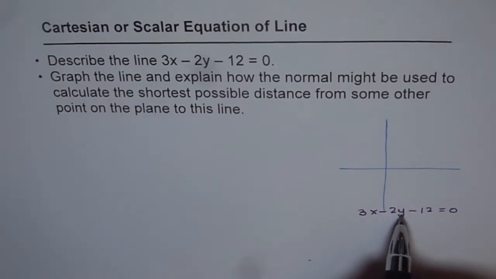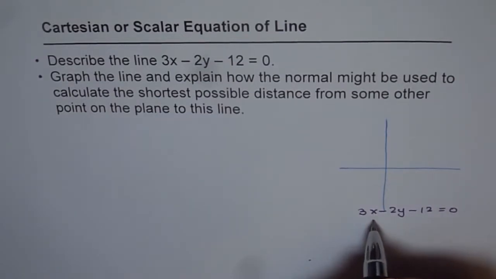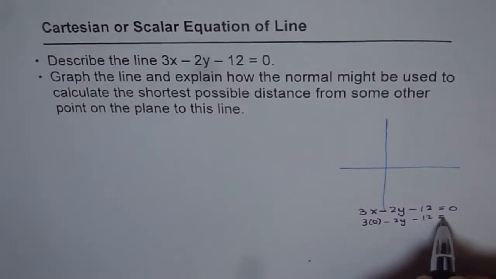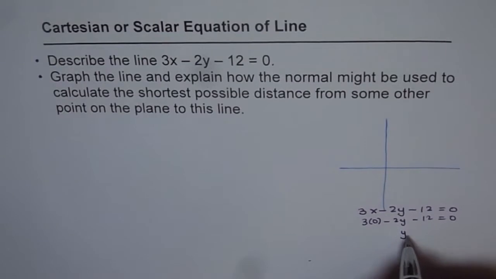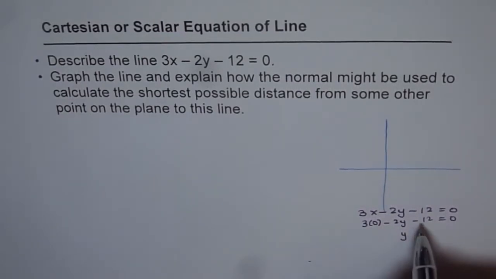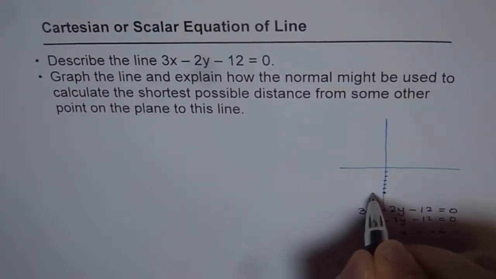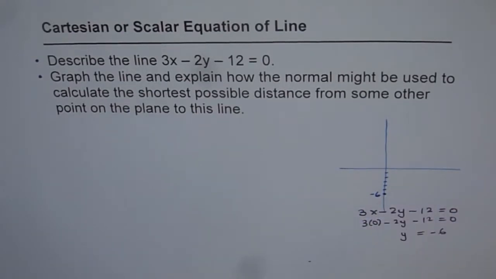To find the y-intercept, we can place x as 0. So if I put x as 0, then I get the y-intercept. My equation will be 3 times 0 minus 2y minus 12 equals 0. And that gives us y equals 12 divided by minus 2, which is minus 6. So we can plot this point first. Let me make a small scale here: 1, 2, 3, 4, 5, 6. So that is minus 6. So we get the y-intercept right there.